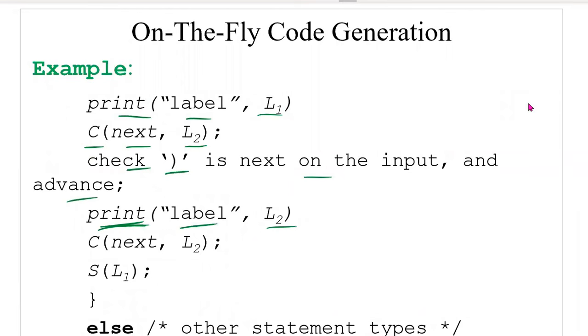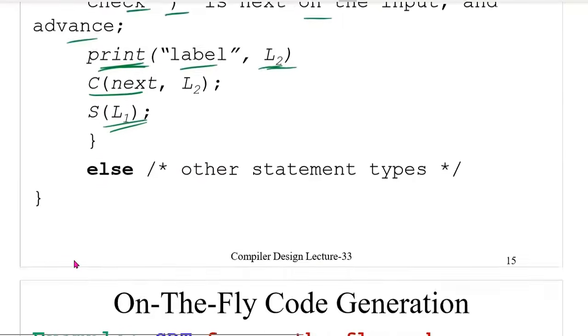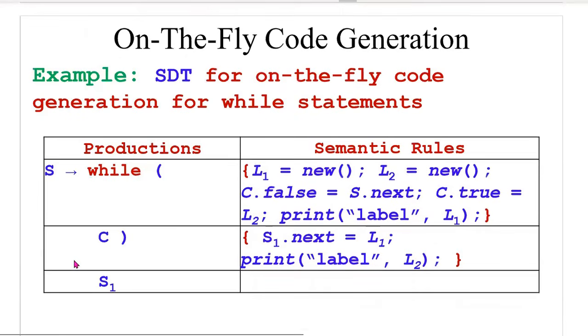Here, this is the new print statement. This is the print for L1, this is the print for L2. Then calling C of next comma L2, then S of L1. So here, pieces of code; otherwise the other statements are the same. That is the only difference. Okay, now similarly, SDT.